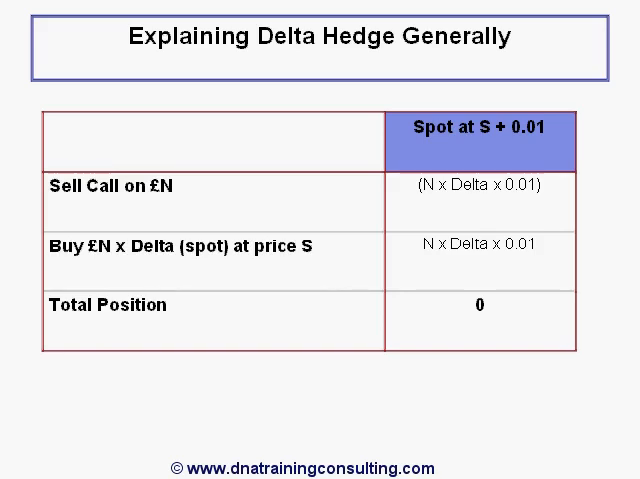The calculation would simply be reversed for the case of a 1 cent decline in spot, with the short call generating the gain for the trader and the long sterling spot generating the loss.